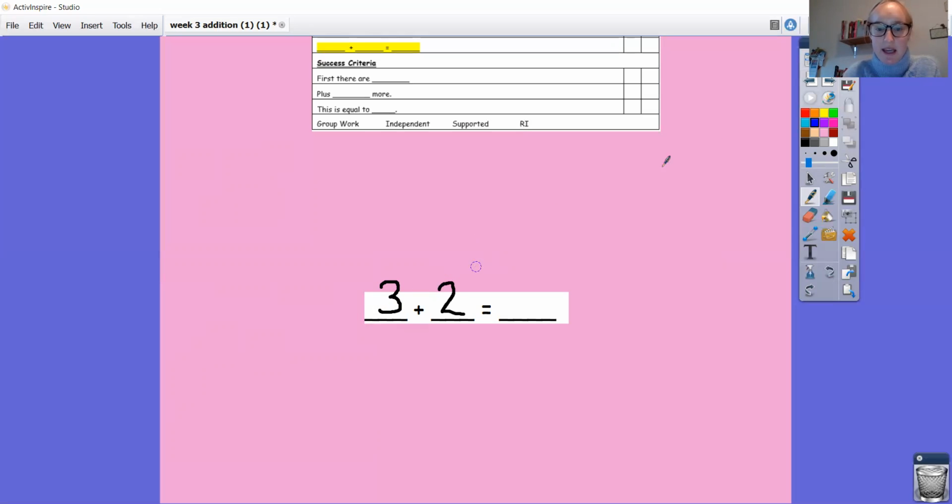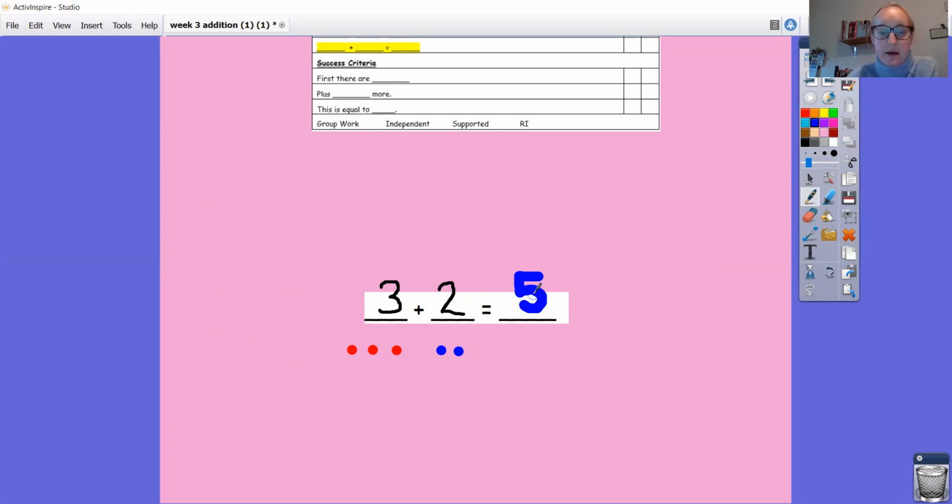So my first part here, there are 3. So I'm going to draw 1, 2, 3, plus 2. So now I'm going to add 2 more in my blue part. Okay, so first I've got 3 plus 2 more blue, and the equal amount is, let's count it, 1, 2, 3, 4, 5. Great, so we can say this is equal to 5. So if I was going to say that number sentence, I'd say the first part is 3 plus 2 more, and this is equal to 5.